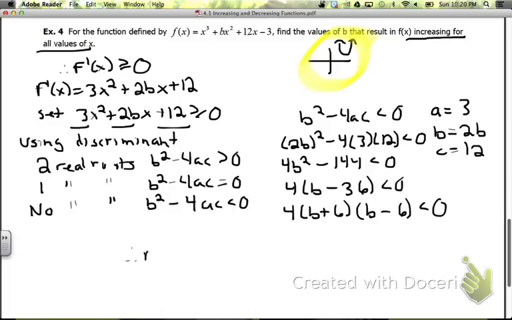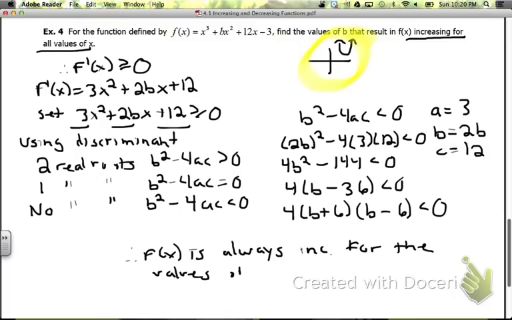So therefore f of x is always increasing for the values of negative 6 less than b, which is less than 6. And that's our final answer.